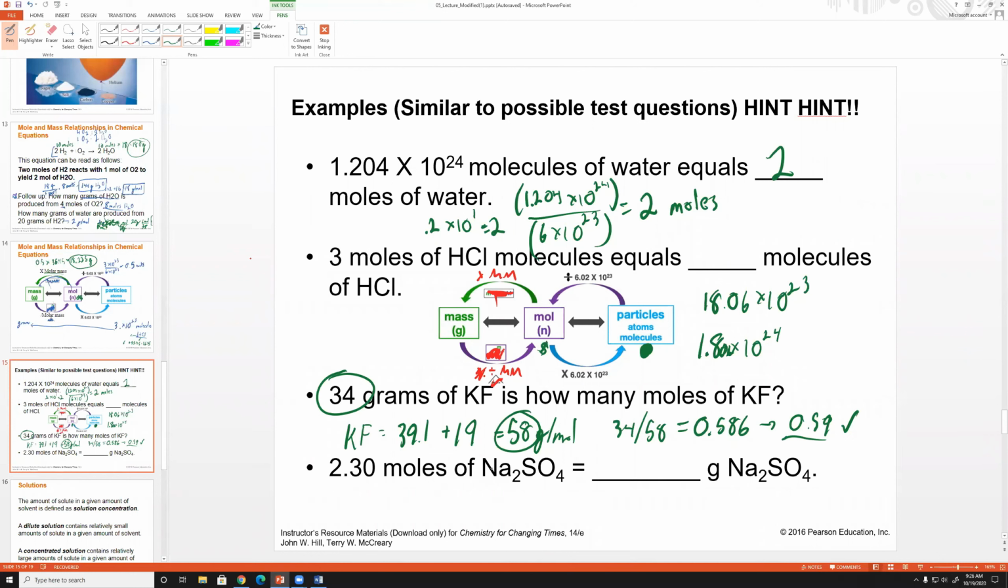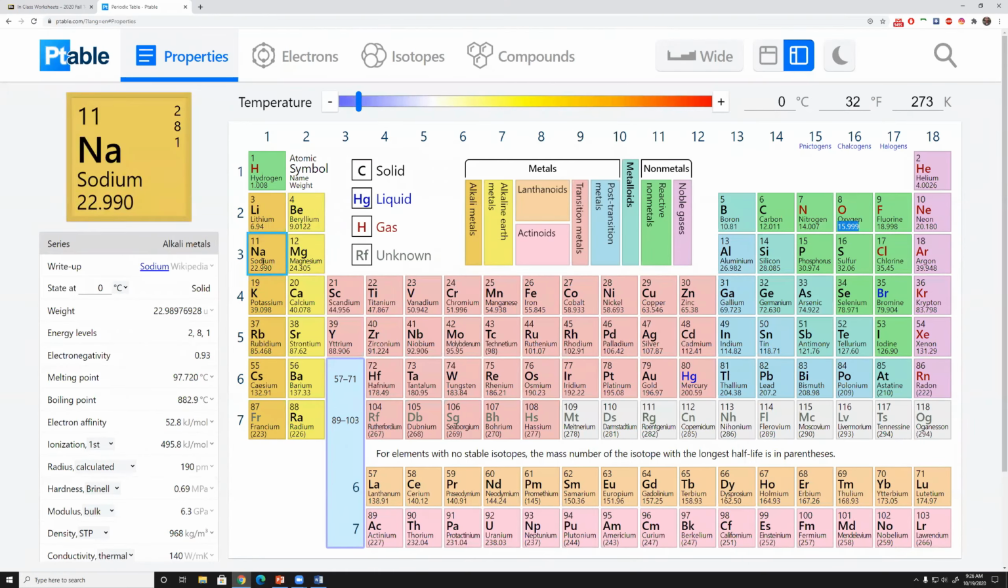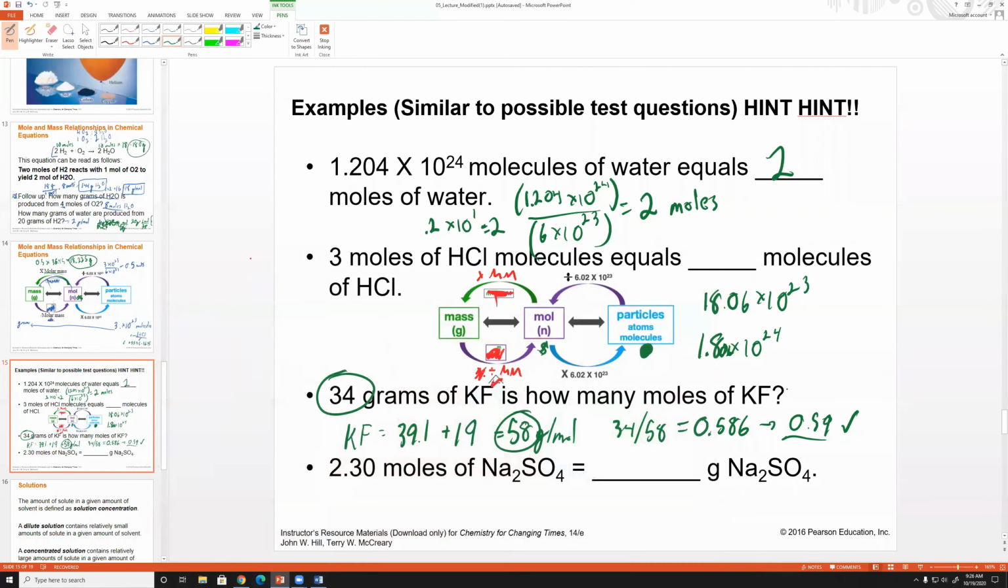All right, next one. So we have 2.3 moles of Na2SO4 to grams. So we want to go from moles to grams. We're multiplying by the molar mass. So first, to multiply by the molar mass, we need to figure it out. So Na2SO4, we're going to add 2 Na's, 1 S, and 4 O's. So 2 sodiums. Sodium is 22.99, so basically 23.